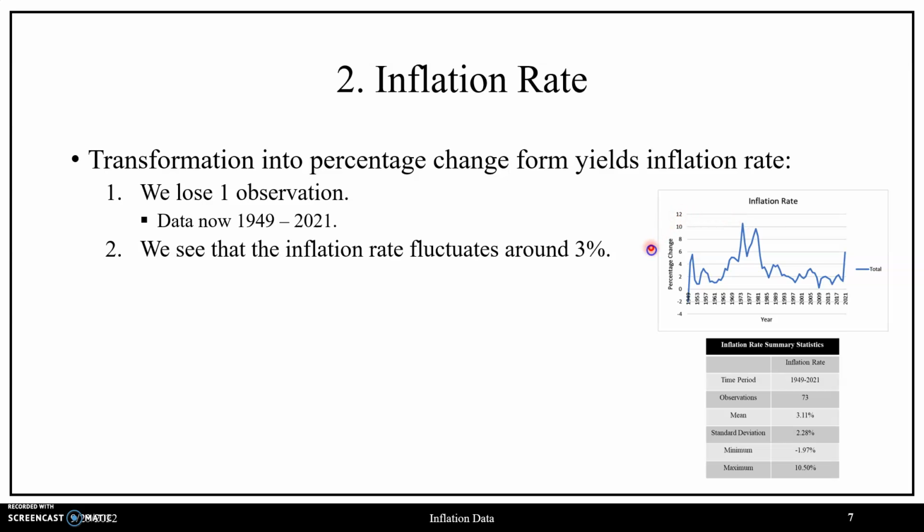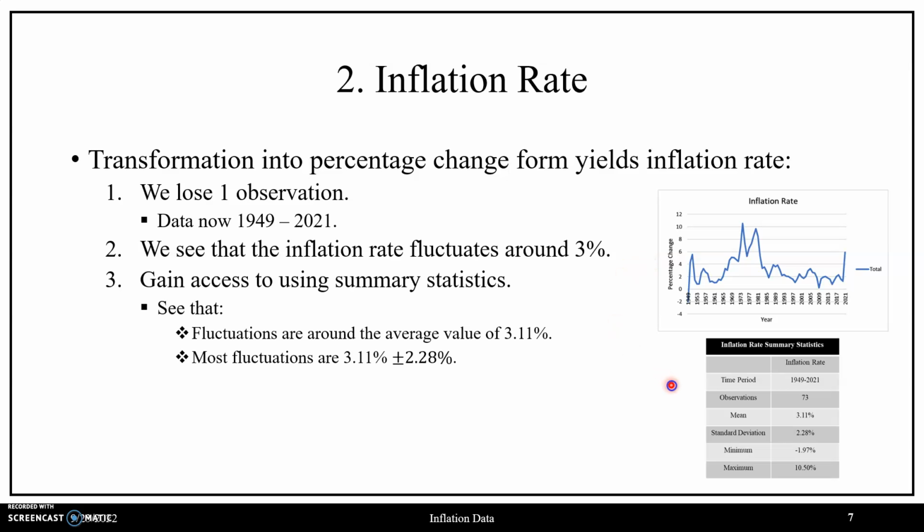Now, since we've transformed the GDP deflator into the inflation rate, this transformation gives us access to summary statistics where we can confirm that the average inflation rate in the United States is 3.11%, which is just shy of our price stability value of an inflation rate of less than 3%. Furthermore, the typical bound for these fluctuations is 3.11% plus or minus 2.28 percentage points, given that it's its standard deviation.